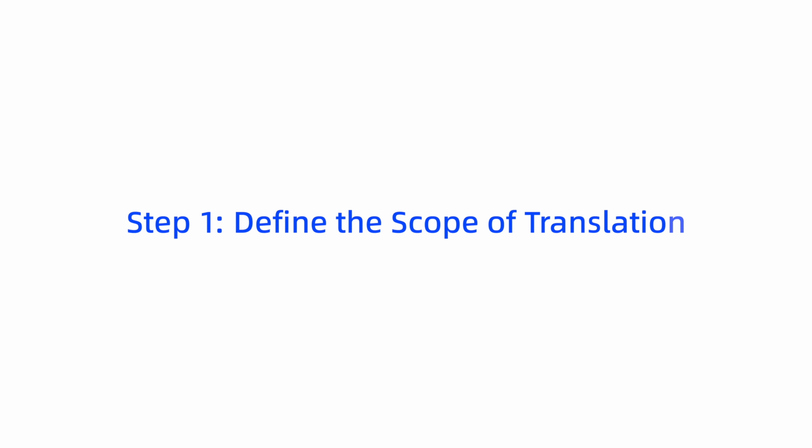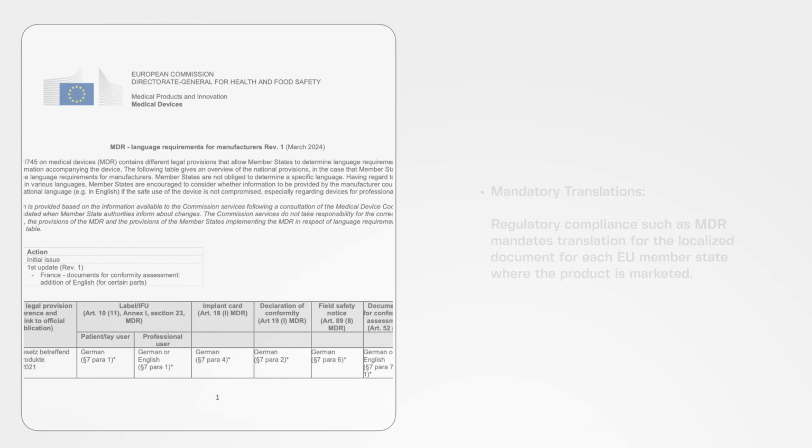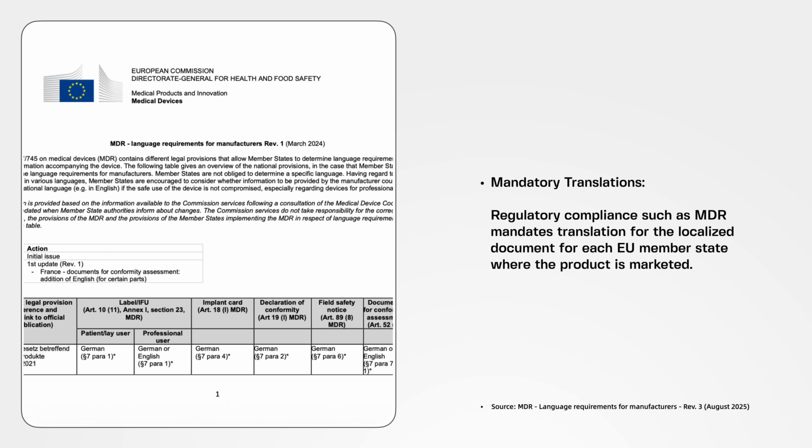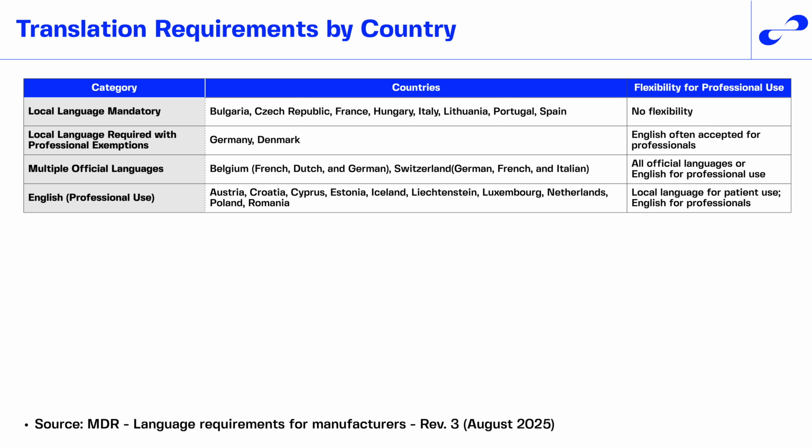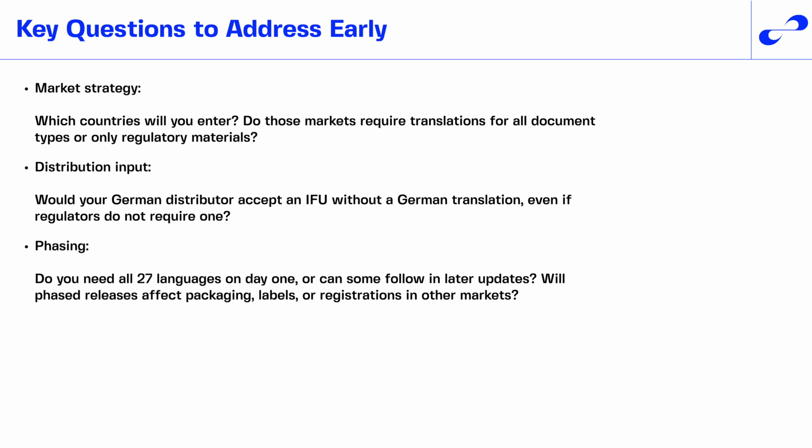As a product manager or project coordinator, your first task is to map out what needs translation, into which languages, and on what timeline. According to MDR Language Requirements for Manufacturers, Revision 3, August 2025, all devices must include labels, instructions for use, and related information in the official language of the EU member state where the device is marketed or used. Here are some key questions to address early.